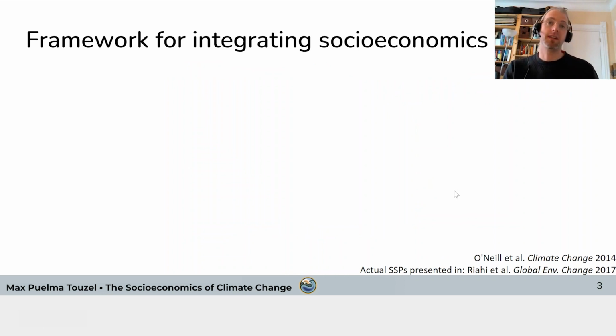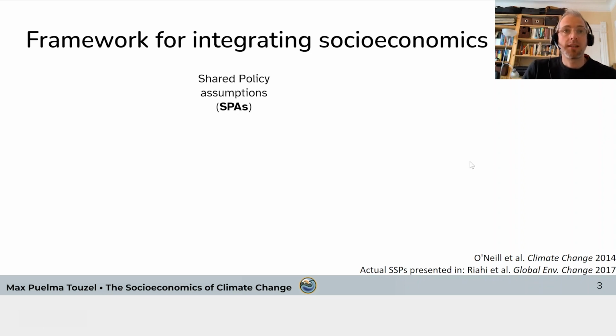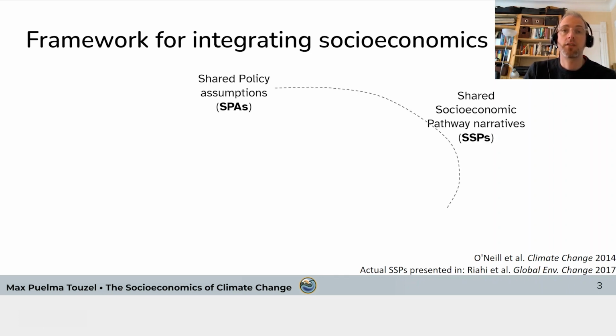To combine the best of expert opinion and modeling results, the SSP architects started with a narrative-based methodology. They first established a set of shared policy assumptions common to all pathways and narratives. The SPAs are things like barriers to how fast we can respond based on where we are now, and what kind of policies are implemented and how. They then generated a set of shared socioeconomic pathway narratives constrained by these assumptions, but with differences coming from different assumptions about things like global population growth, access to education, urbanization, economic growth, resource availability, technology developments, and drivers of demand, such as lifestyle changes.